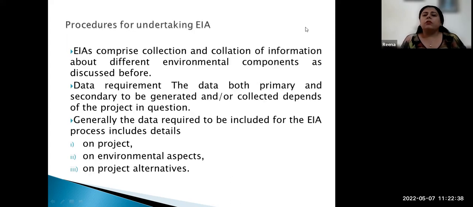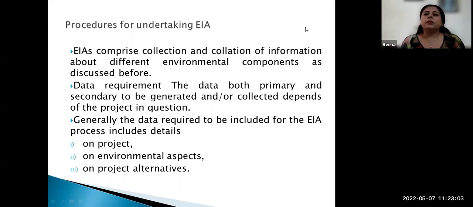So the basic procedures involved in EIA, as already discussed, are collection and collation of information regarding different environment components, then data requirement, both primary and secondary, then the process includes what kind of activities will be done and what will be the impact of activities on the project, on environmental aspects, on project alternatives.